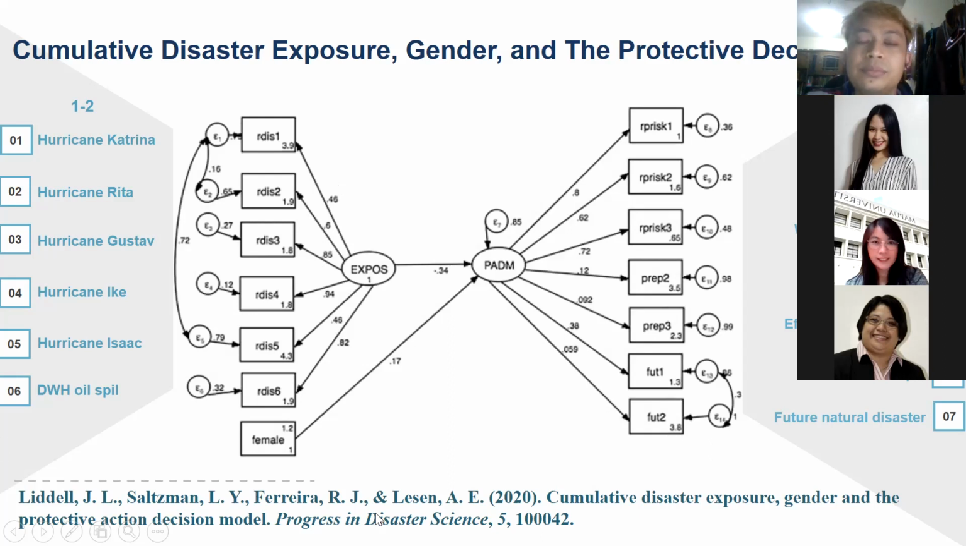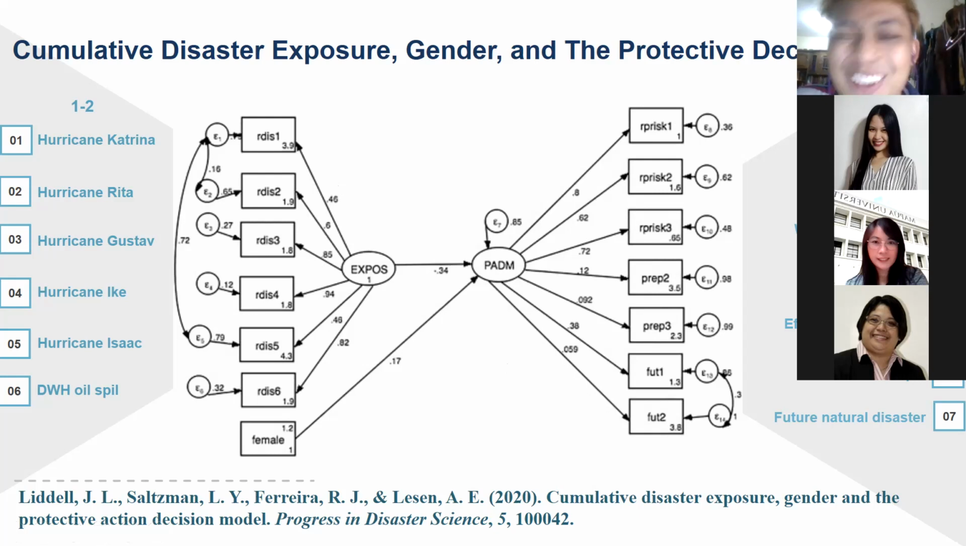So Dr. Yogi, in our final model, we will disregard the indicators with a very low factor loading. Yes, usually we need to remove them and run the model again. Usually it's kind of like that. But don't worry. This was published in Progress in Disaster Science, which is a journal.